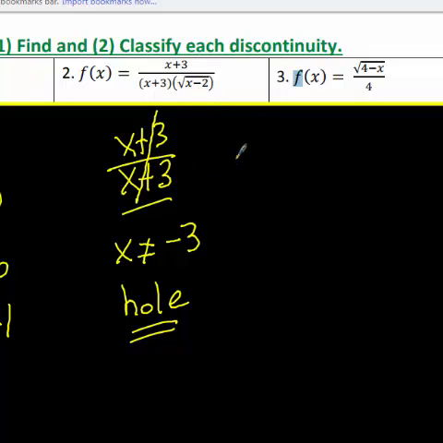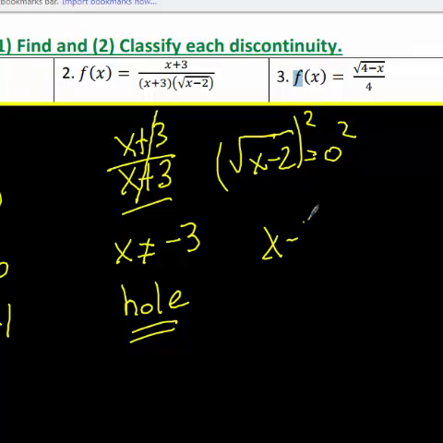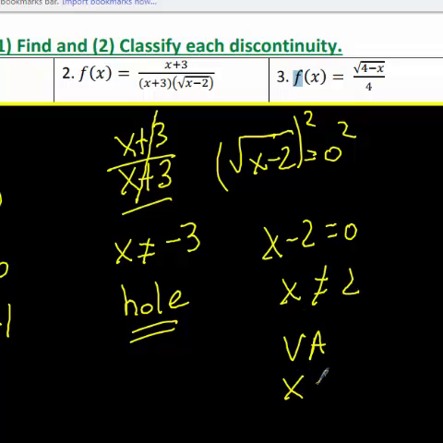But then what happens to this other piece? If I have the square root of x minus 2 and we set that equal to 0, well, when is x not valid here? Well, if I square both sides here, I get x minus 2 equals 0. So here x can't equal 2. And so my vertical asymptote would occur at x equals 2. So that can't occur either. So in this problem, for number 2, we would have a hole at negative 3 and a vertical asymptote at x equals 2.